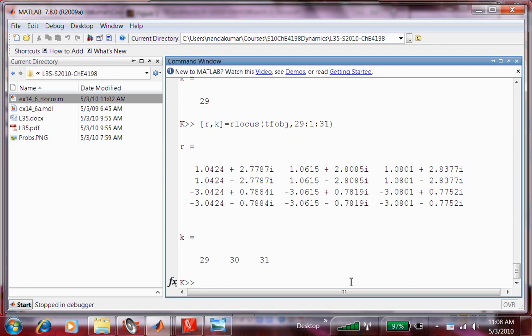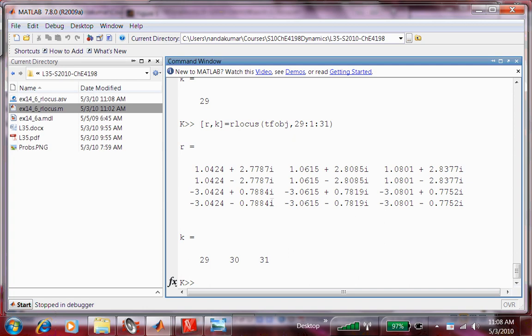Okay? So by looking at this table, what can you tell? For example, I'm looking for an imaginary part of 0.75, right? So here for 29 it's 0.78, 30 it is 0.781, it's decreasing, 31 it is 0.775. So I need to keep searching in that direction. Instead of doing all the complicated programming that I've shown earlier, you could take the shortcut and say, let me do this for 36.